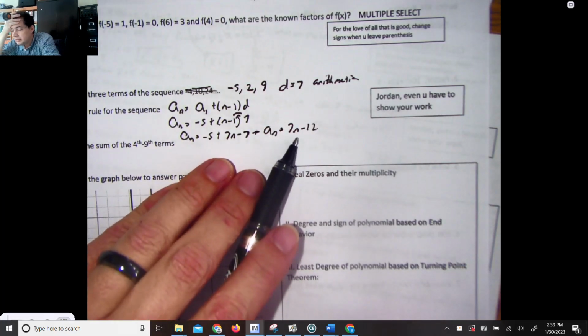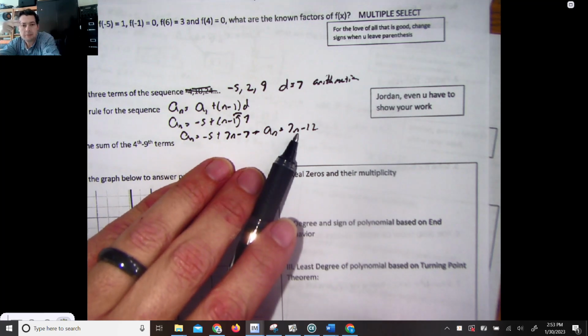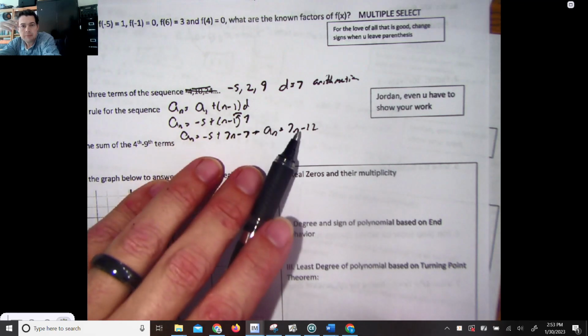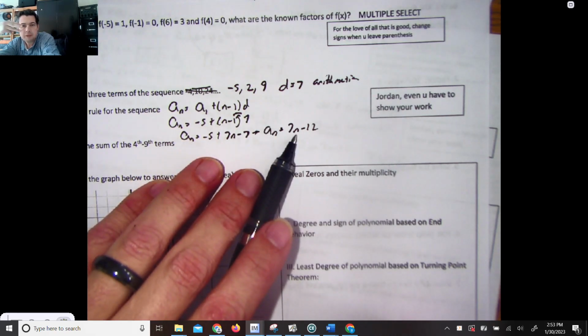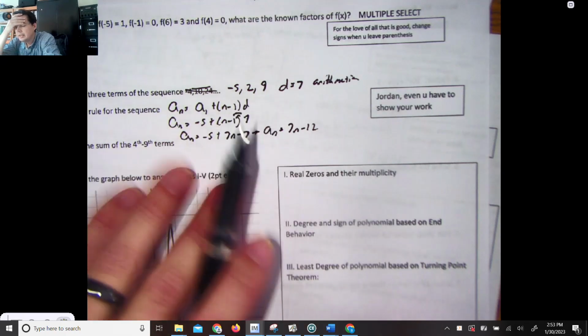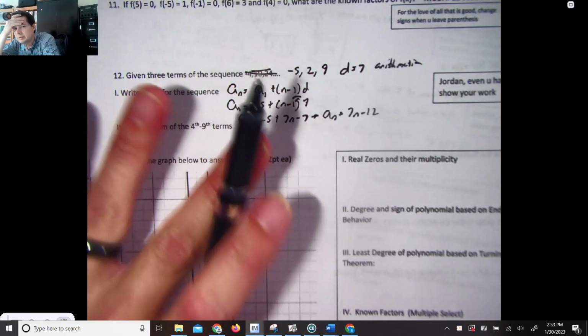And I don't want to waste time writing this, but if I plug a 2 into this thing, that would be the second term. 7 times 2 is 14, minus 12 is 2. If I plug a 3 in, 7 times 3 is 21, minus 12, you get a 9 back. It works.